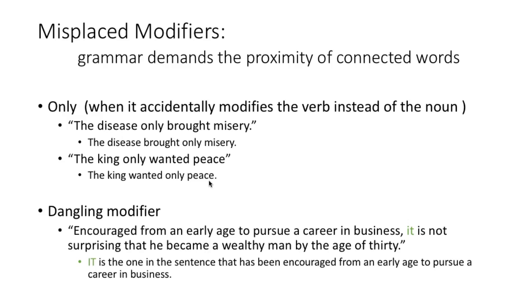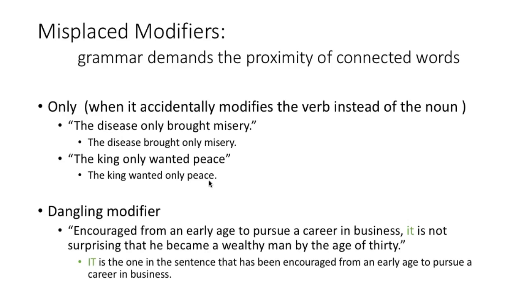The other type of error that comes up a lot is like if an entire phrase is misplaced. Like that can be a dangling modifier. So let's look at this example. Encouraged from an early age to pursue a career in business, it is not surprising that he became a wealthy man by the age of 30. We know that he was the one encouraged, right?